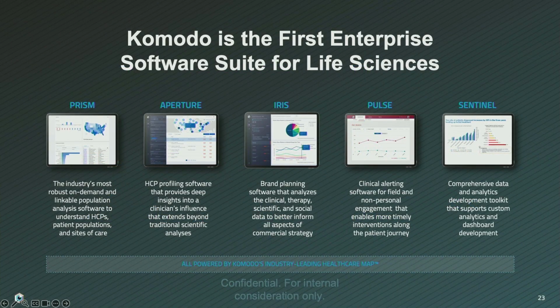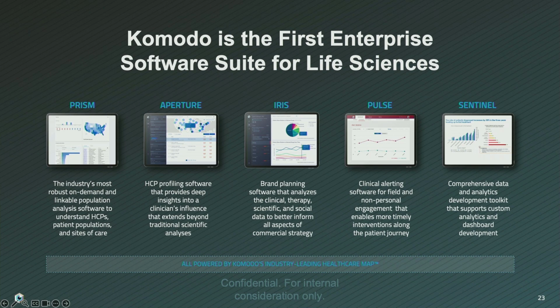So these are the applications or products which we, as a SaaS company, are providing in the market: Prism, Aperture, Iris, Pulse, and Sentinel. Let's see what Sentinel does in the real world, right? For customers, we provide whatever data they want. If they want the entire healthcare map data, we provide it to them. Or if they want any specific subset of cohort information, then we provide only that.